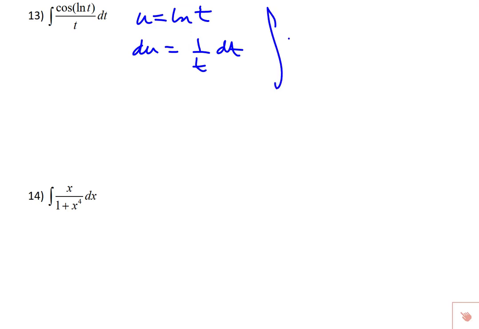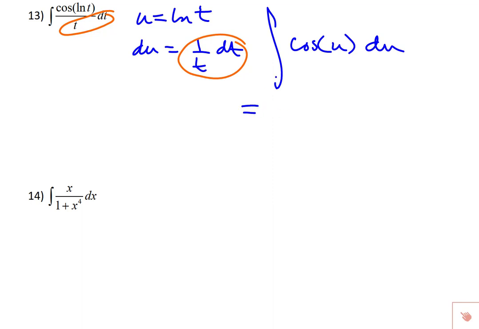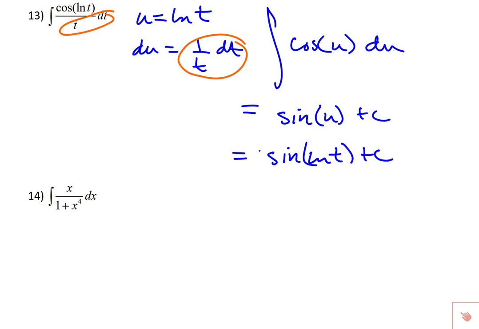If we rewrite this then as the cosine of u du, we can do so with confidence, knowing that the 1 over t dt is replacing both of those items, and then the cosine of u is representing the rest. An antiderivative of cosine would be sine, so we have sine of u plus c. Of course, then we'll just replace u with what it is. So we really have sine of the natural log of t plus c.